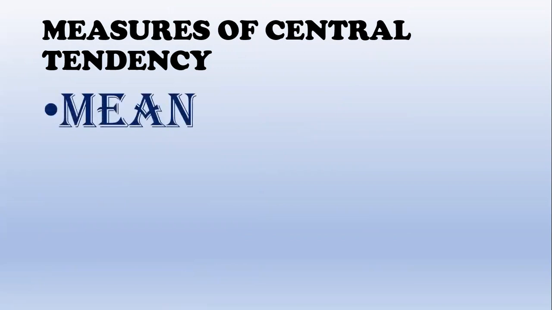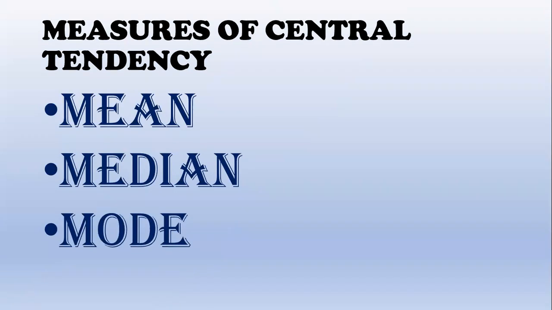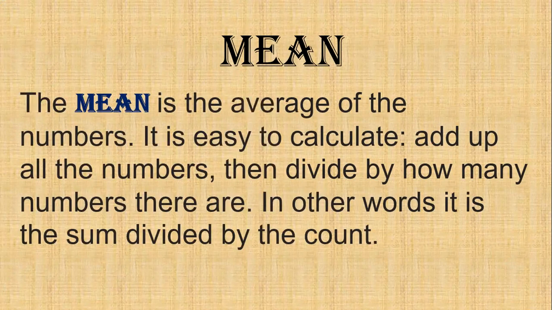The measure of central tendency is divided in three parts: mean, median, and mode. Mean means the average of the numbers. It is easy to calculate: add up all the numbers and then divide by how many numbers there are. In other words, it is the sum divided by the count.